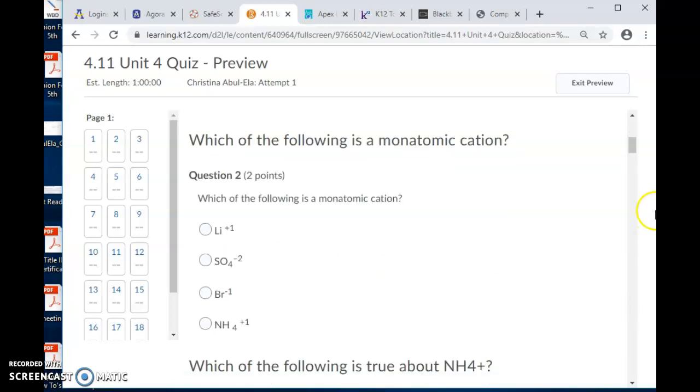Question number 2. Which of the following is a monatomic cation? Li+1, a lithium ion; a sulfate ion, SO4 -2; a bromine ion, Br -1; or an ammonium ion, NH4 +1.